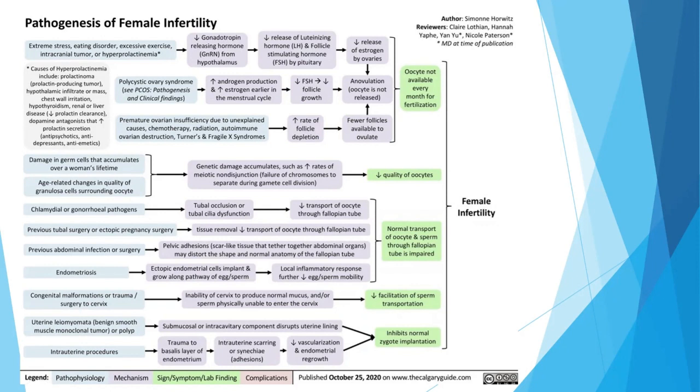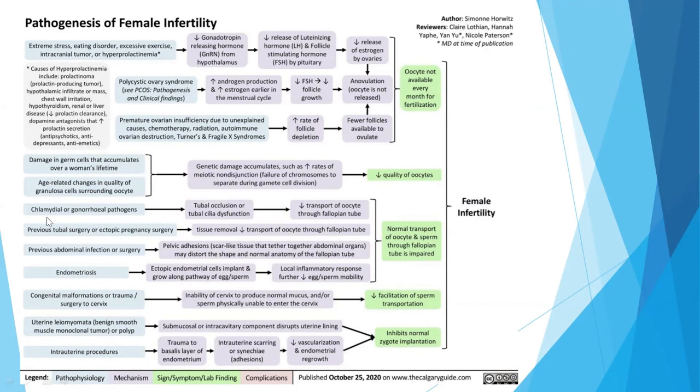ovulation of the patient. In case of polycystic ovarian syndrome, there is increased androgen production and increased estrogen earlier in the menstrual cycle. This will again lead to a decrease in FSH and decreased follicular growth and ovulation. In case of premature ovarian failure, it increases the rate of follicle depletion, and since there are fewer follicles, there is anovulation. The damage in the germ cells that accumulates over a woman's lifetime, or some age-related changes, will ultimately decrease the quality of oocytes.